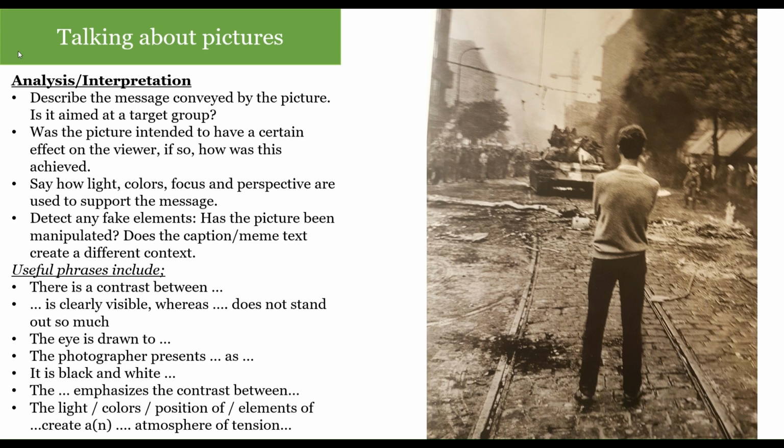Your analysis and interpretation. Describe the message conveyed by the picture. Is it aimed at a target group? Was the picture intended to have a certain effect on the viewer? If so, how was this achieved? Say how light, colors, focus, and perspective are used to support the message.